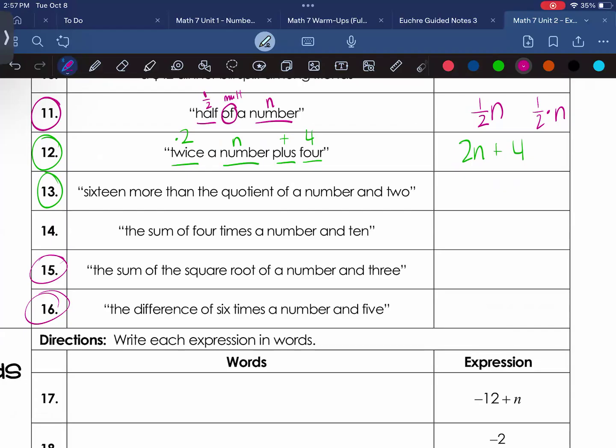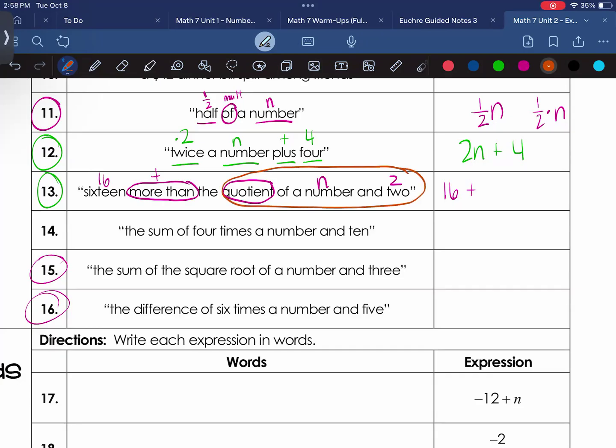Let's go ahead and read number 13. Turn any words to numbers and circle our key words here. So we have 16, we have more than, we have a quotient, some number, and 2. So how do we show 16 more than something? Well, you would add 16, right? We want 16 more than, so I'm adding 16 to something. Now we have to add that to the quotient of a number and 2.